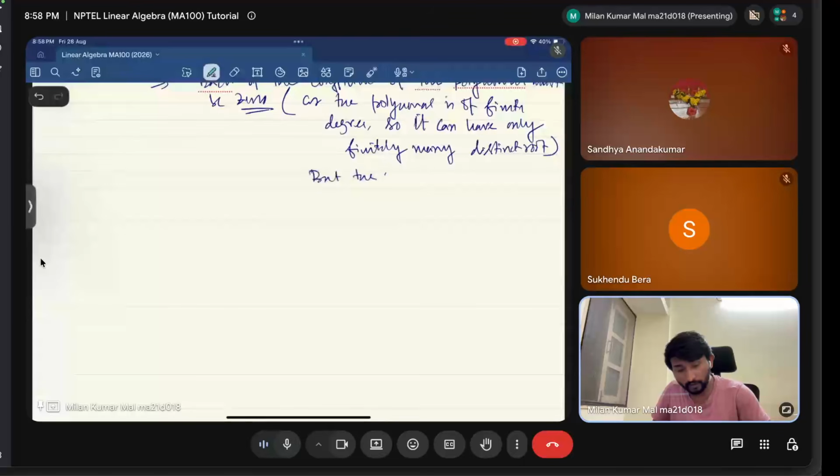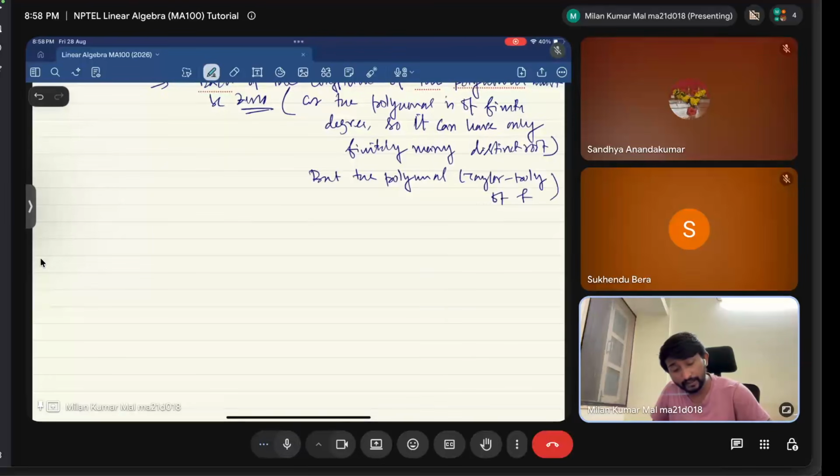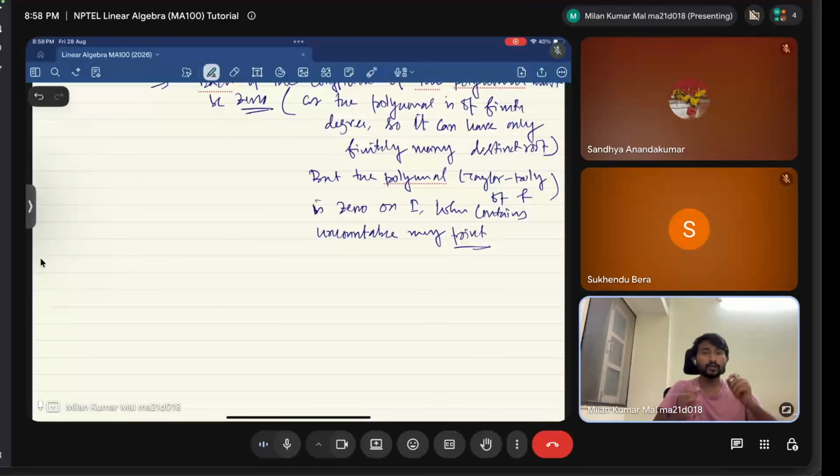But the polynomial that is the Taylor polynomial of a is 0 on I, which contains uncountably many points, because there are two distinct points. That means there is an infinite number of points inside that, because this is an interval.